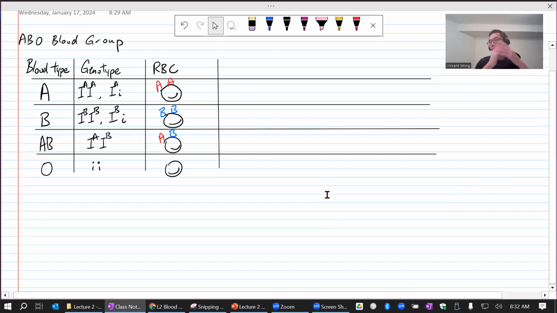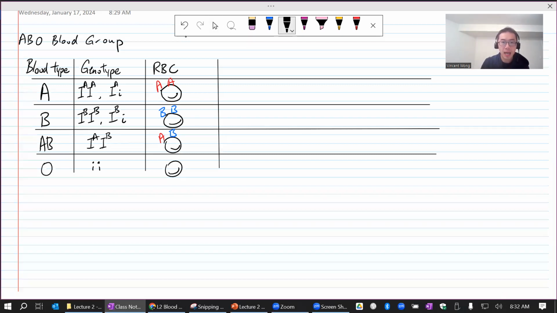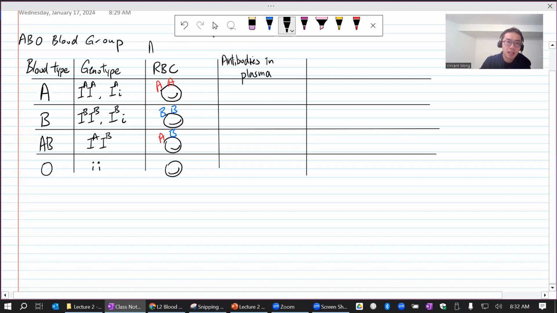All right, so just clarification of a few things before we add more things to this chart. We are actually going to add two more things here. Okay, we're going to add the antibodies in plasma. Okay, and over here, let's just be more specific. This is the antigens on RBC.